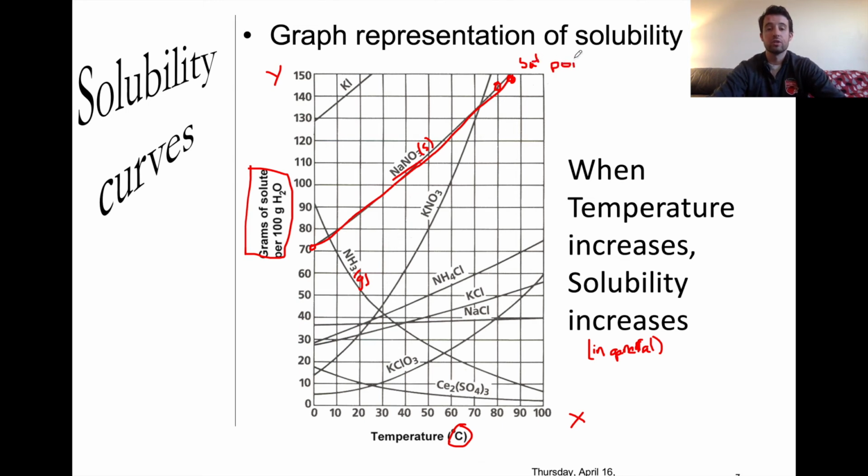But I couldn't, for example, fit 80 grams of NaNO3 at 0 degrees Celsius. That would be considered a supersaturated solution if I made that happen. So this line kind of tells us where the saturation point is. Anything above it is supersaturated. Anything below it would be unsaturated.